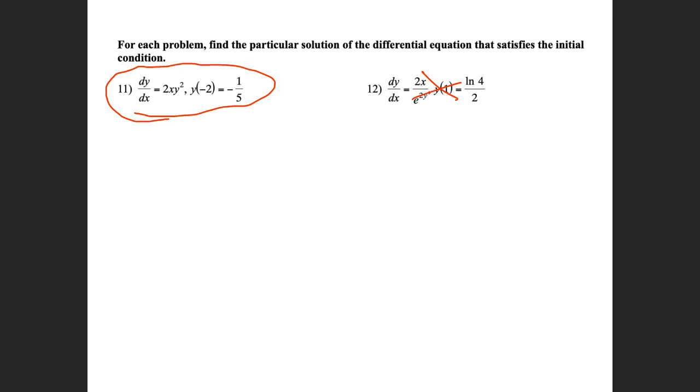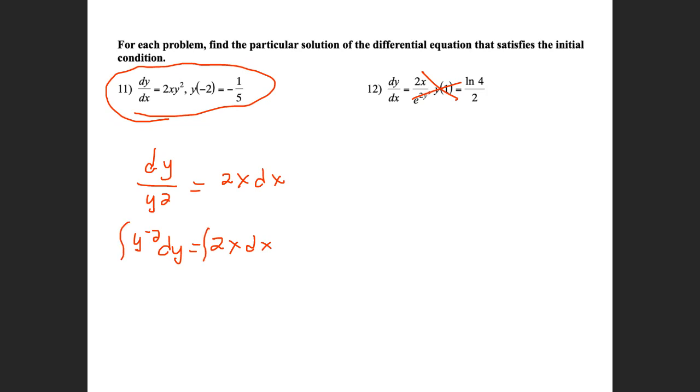All right. Now I haven't done the problem yet, so I don't know what the answer is. 0.46 seems a little weird, but it obviously could be. All right. First step, I'm going to separate the variables. So I end up with dy over y squared is equal to 2x dx. I'm going to rewrite this as y to the negative second dy is equal to 2x dx. So separated the variables. Next step, I'm going to take the integral of both sides.